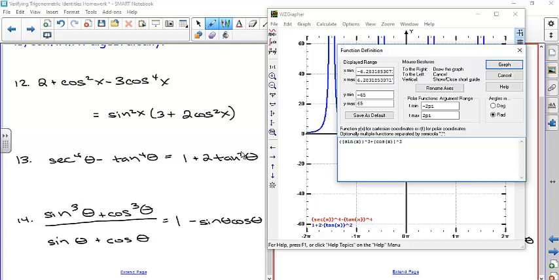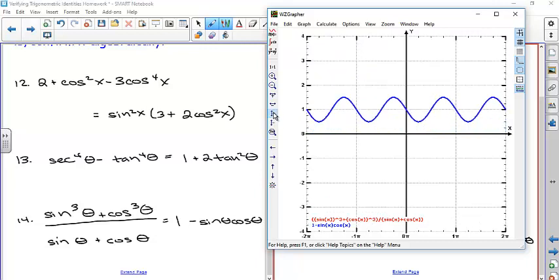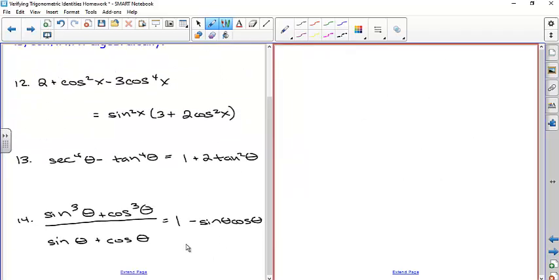Plus, so it's sine cubed plus cosine cubed, close the parentheses, that's the numerator. In the denominator I have the sine of x plus the cosine of x, close the parenthesis to get the denominator. And then on the right hand side I have 1 minus sine of x times cosine of x. If I graph that, you can see that I just get one curve. So it looks like that is true. So what are we going to do here?